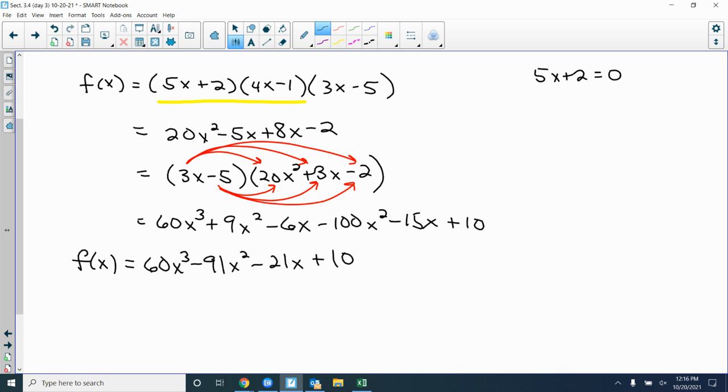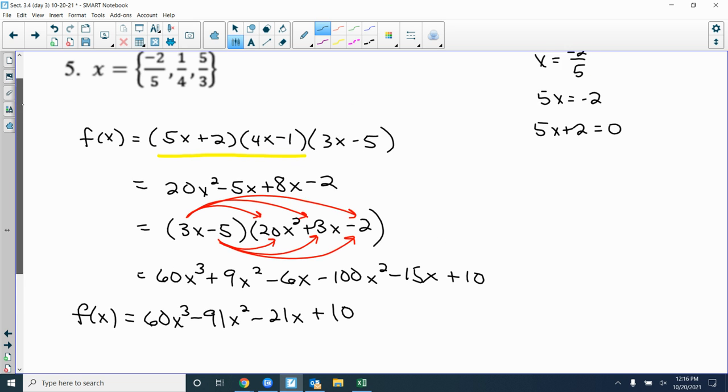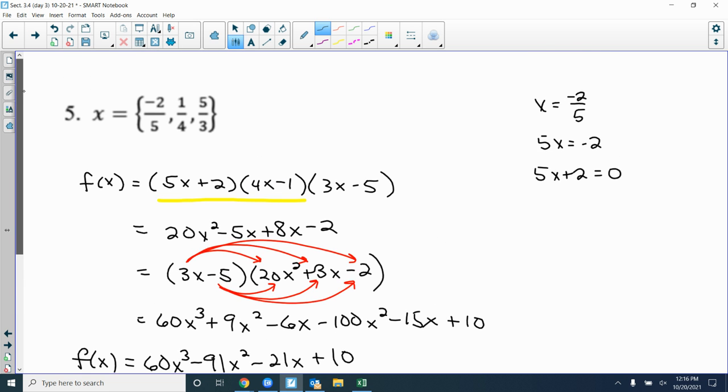So just multiply that all together. If you would solve that by synthetic division, you'd end up with the -2/5, the 1/4, and the 5/3, which would be a tough one to come up with to do that.